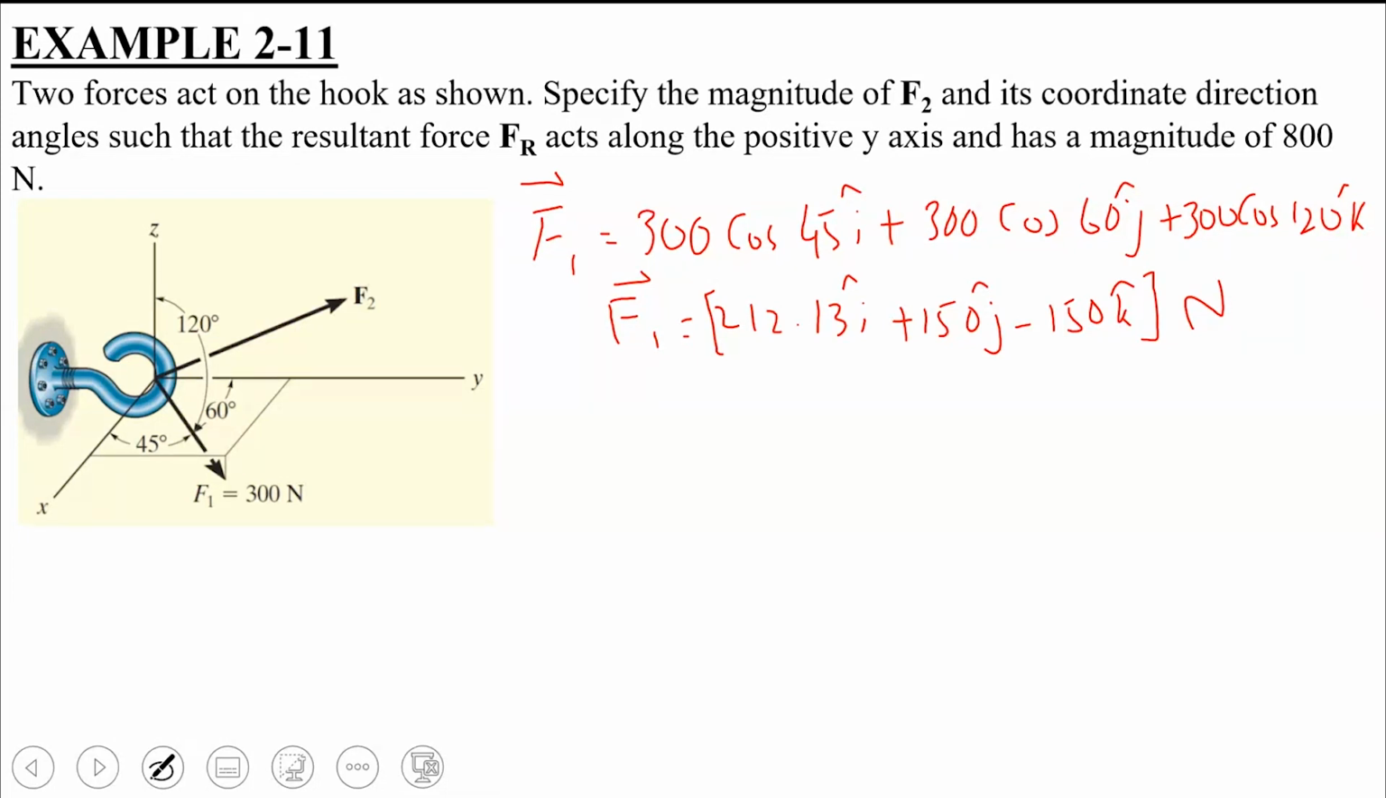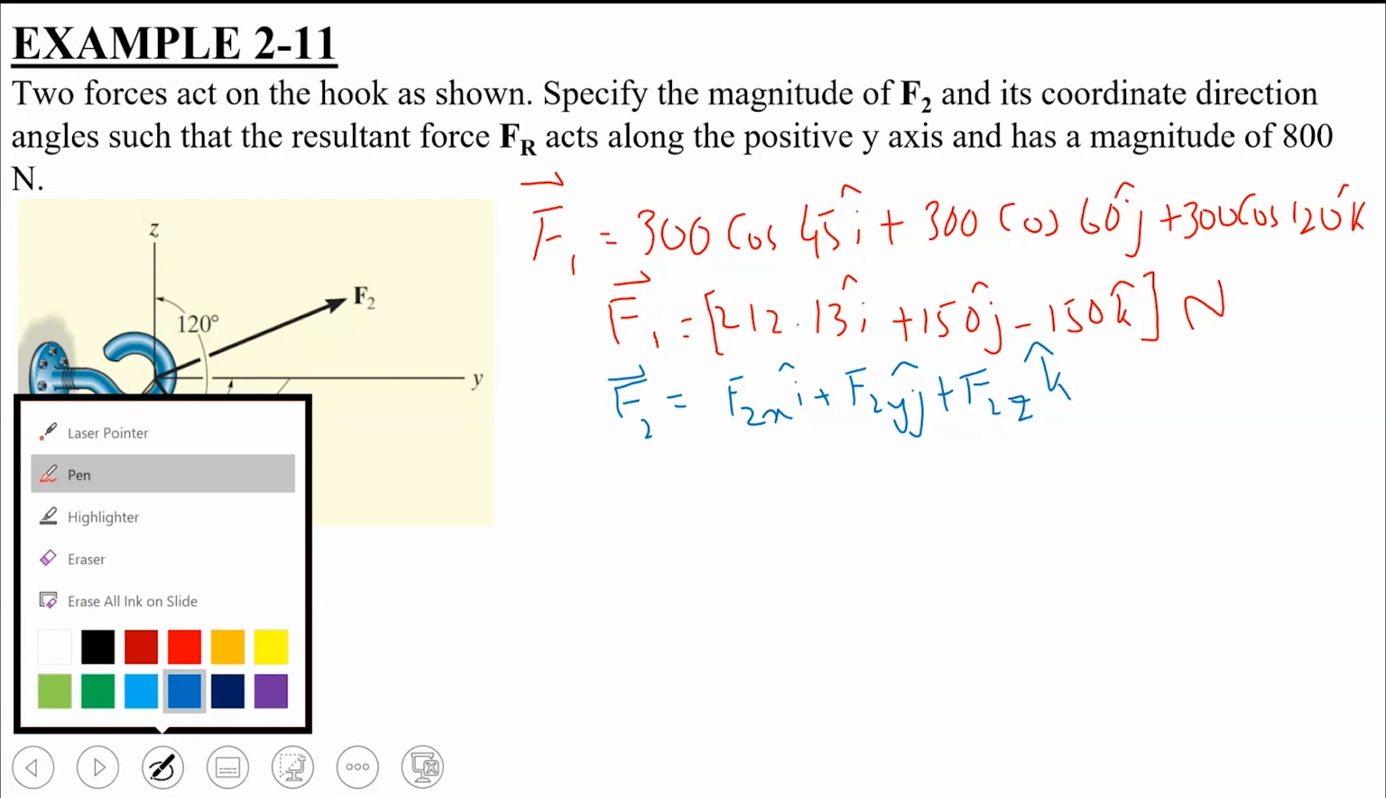Okay, force F2 is not known to us, so we are going to use a generic form of F2, which is going to be of the form F2x i plus F2y j plus F2z k. So F2 को हमने उसकी जेनेरिक फॉर्म में लिख लिया. हमें F2x नहीं पता, F2y नहीं पता, F2z नहीं पता, लेकिन ये बताया कि जाहिर है ये कंपोनेंट्स i, j और k एक्सिस के अलोंग एक्ट कर रहे होंगे.